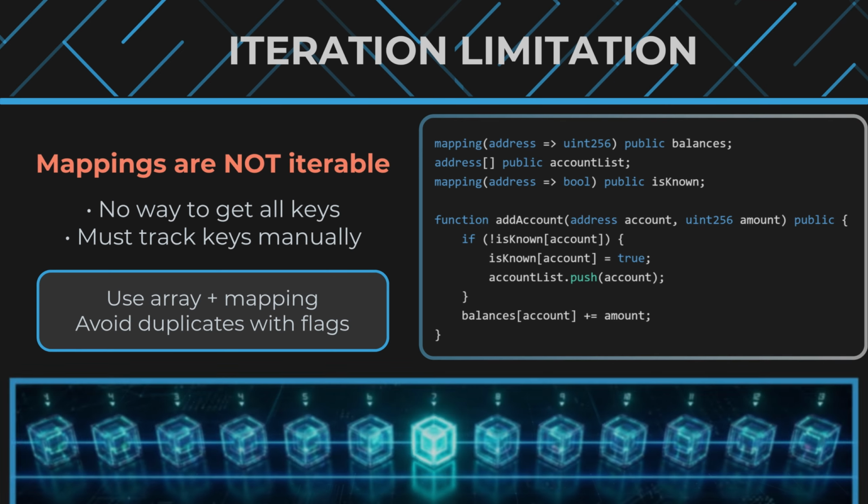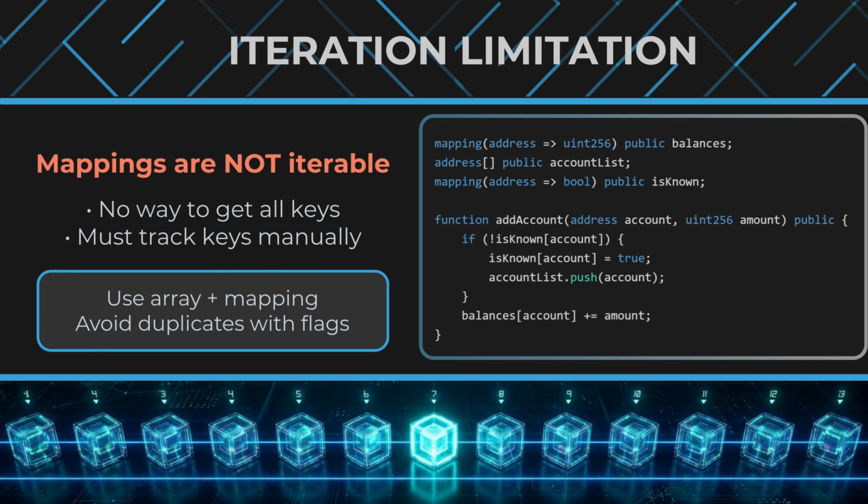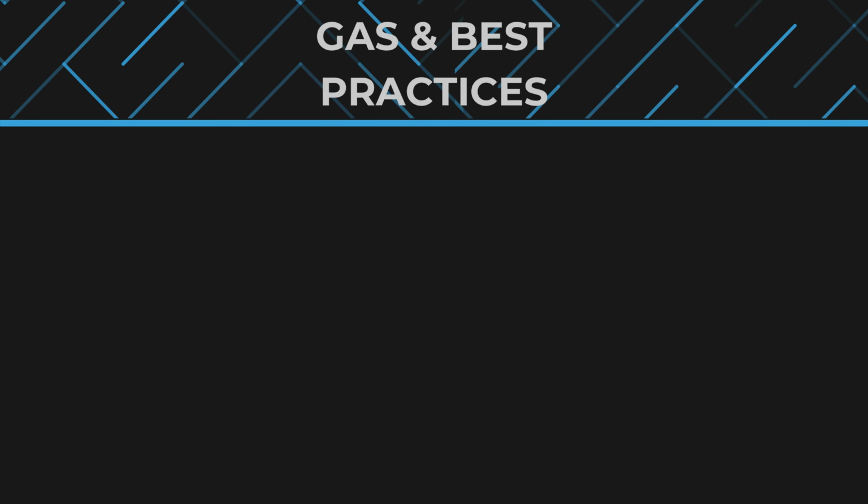A key limitation of mappings is that you cannot iterate over them directly in Solidity. Mappings are not iterable and do not store keys, only values associated with keys. There is no built-in way to retrieve all keys from a mapping. If you need iteration, you usually keep a separate array of keys. Using a dedicated isKnown mapping avoids duplicate keys in the list.